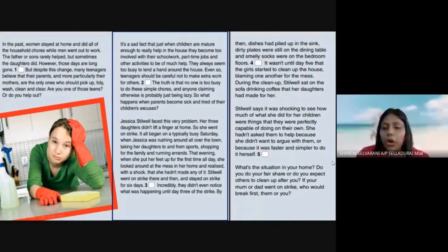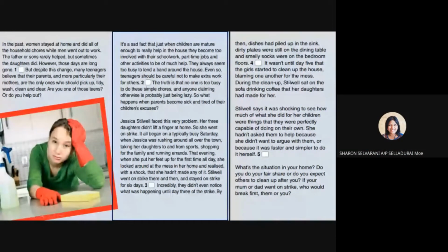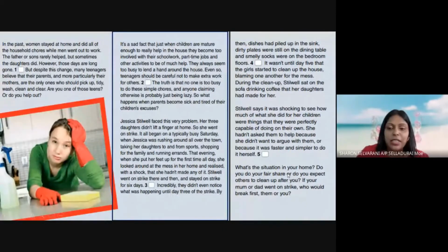Okay, the last paragraph. What's the situation in your home? Do you do your fair share, or do you expect others to clean up after you? Okay, your fair share means the work you are supposed to do. You don't rely on other people. If your mom or dad went on strike, who would break first, them or you? Okay, so do you understand this passage, class?